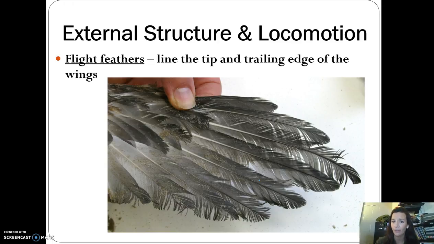And finally, flight feathers. These line the tip and trailing edge of wings. As you can see, there are shorter ones, and then there are the longer ones. All of these feathers, though, help in flight.